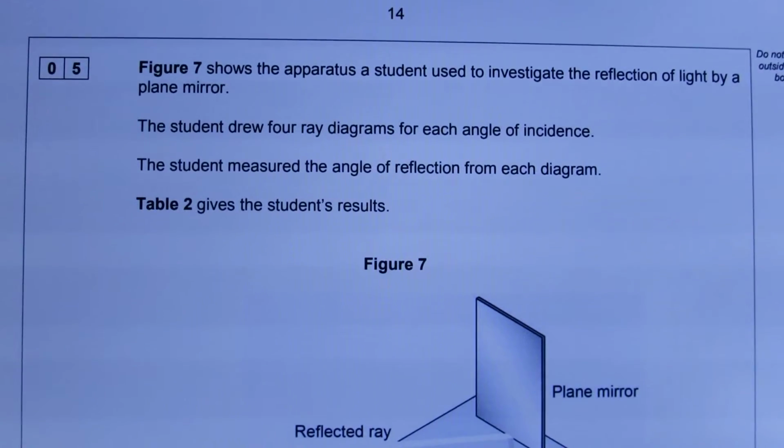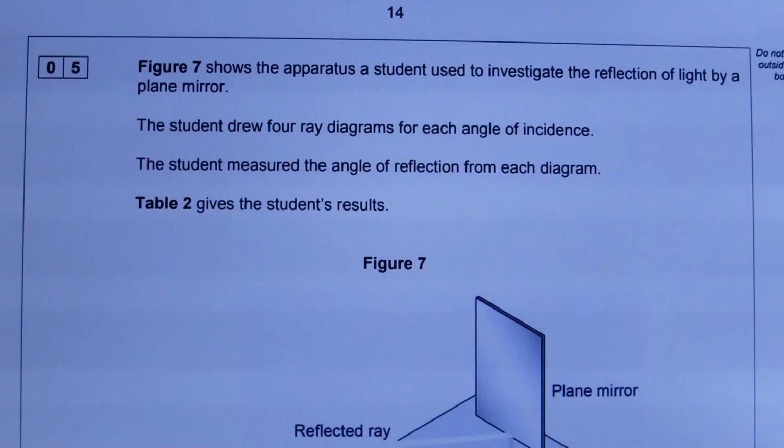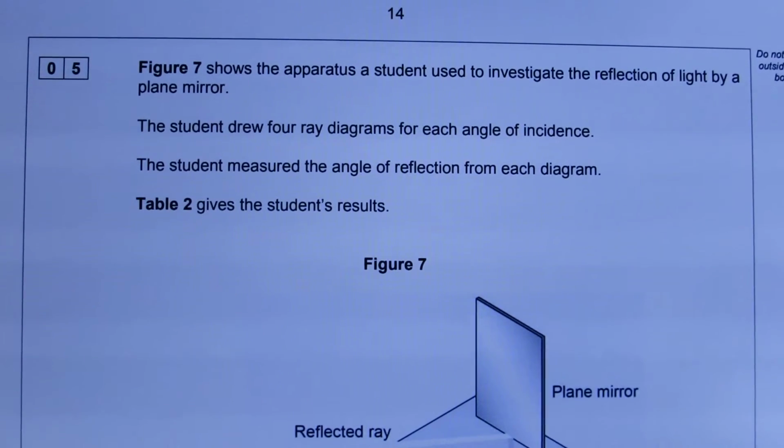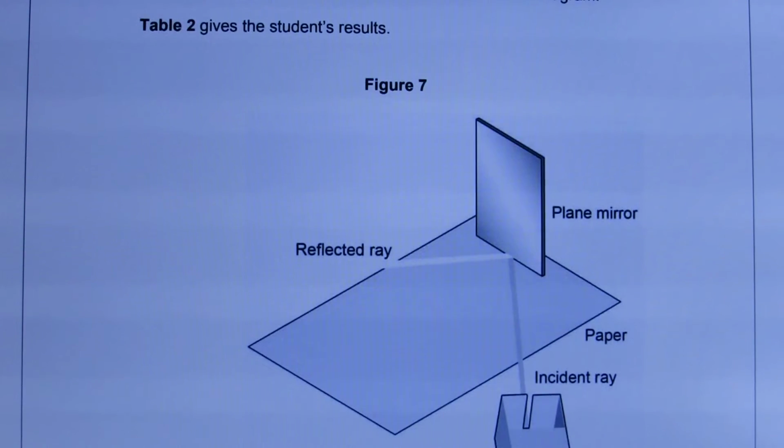Figure 7 shows the apparatus a student used. Why is there always students, not researchers or just members of the public who are curious about something? To investigate the reflection of light by a plane mirror. Oh no, it said plane. The student drew 4 ray diagrams for each angle of incidence. Okay. The student measured the angle of reflection from each diagram. Table 2 gives the student's results.